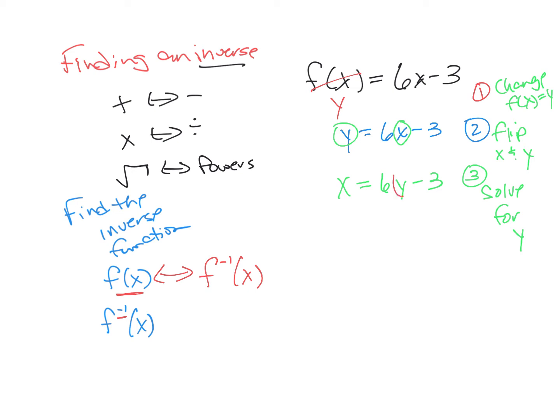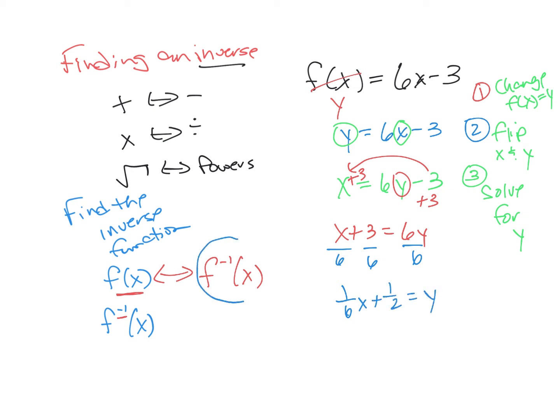So we have to know how to solve for a variable. So we're going to solve for y. So we're going to move this over. This is a negative, so we're going to add 3 over. So we have x plus 3 equals 6y. I'm going to divide by 6, and I'm going to explain why I'm doing it this way. This becomes 1/6 x plus 1/2 equals y.